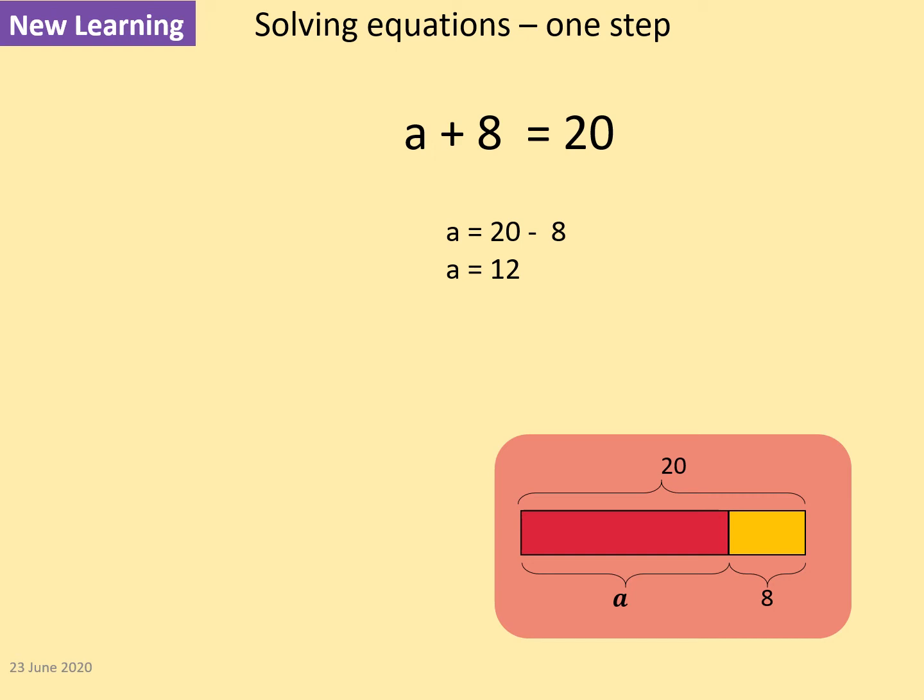Otherwise, you may want to think of it as a balance scale, whereby if I take something from one side of the equation, I must take it from the other side. And in this case, to isolate the a, I need to take away 8 from that side, which would mean that I would take 8 from the answer side. So I would end up with a equals 20 minus 8, and ultimately a equals 12. You may want to write this example down and pause your video at this point.